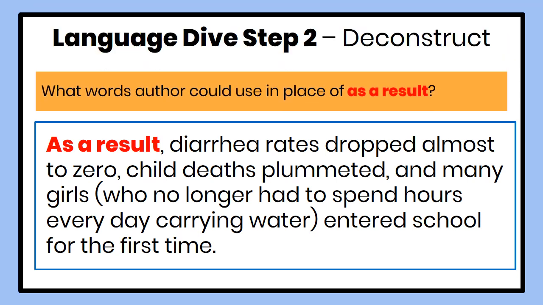What words could the author use in place of as a result? Pause the video while you write down your thinking on your notebook paper. Great job. Some of the words I came up with were therefore, consequently, and accordingly. Accordingly, diarrhea rates dropped almost to zero. The meaning doesn't change at all.